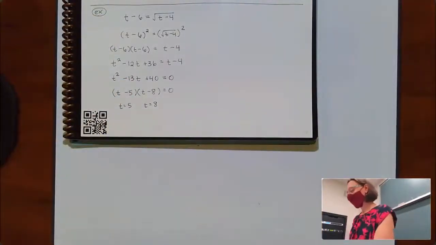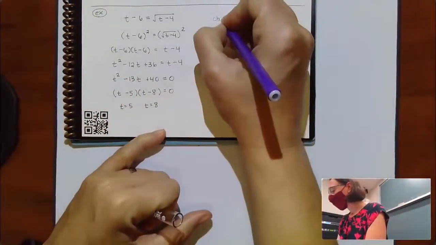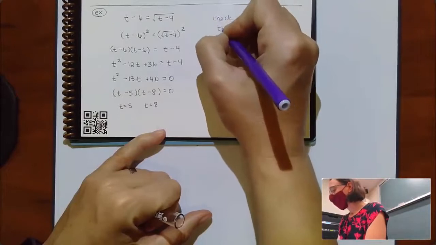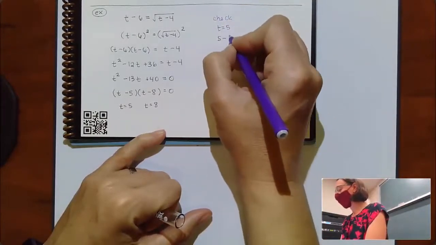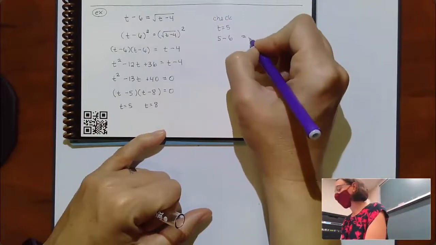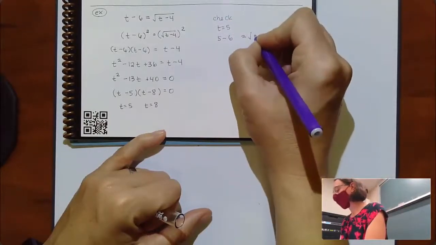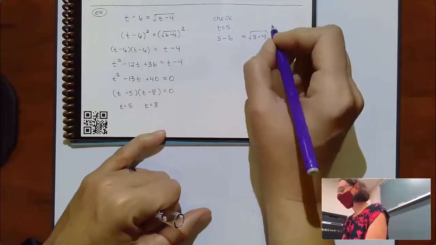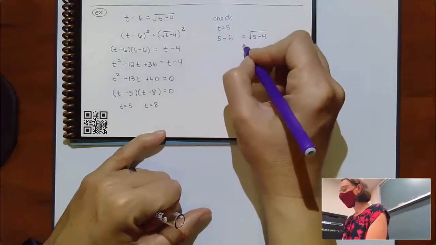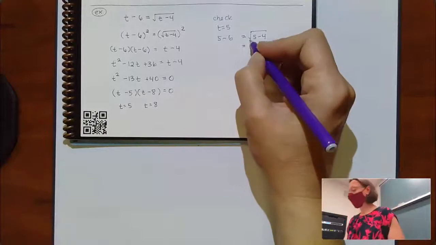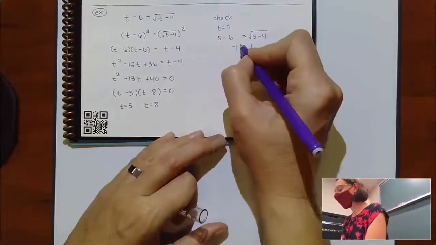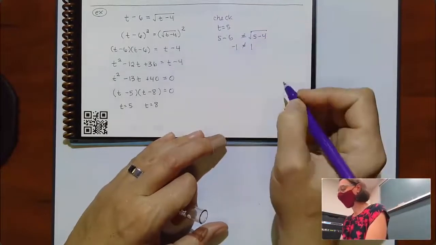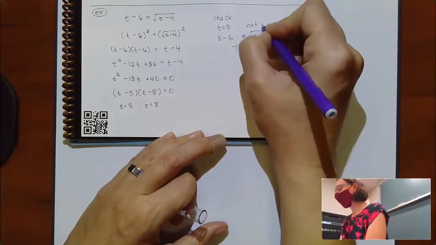So if I check t equals 5, then on the left-hand side, I would have 5 minus 6. And on the right-hand side, I'd have the square root of 5 minus 4. Well, over here, that's the square root of 1, and we define the square root to be positive. But 5 minus 6 is negative 1. They're not equal, so this is not a solution.